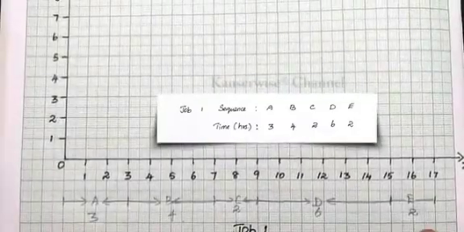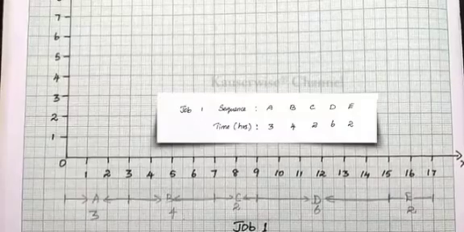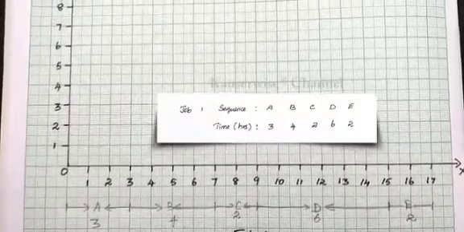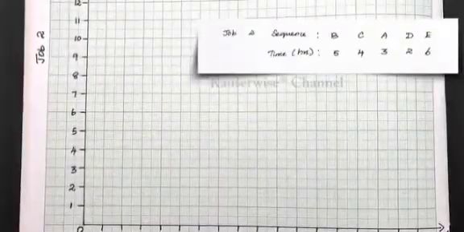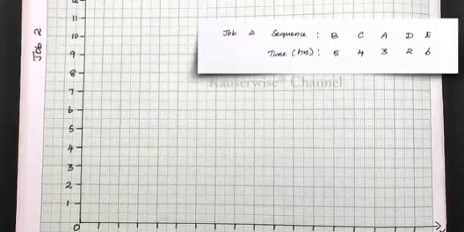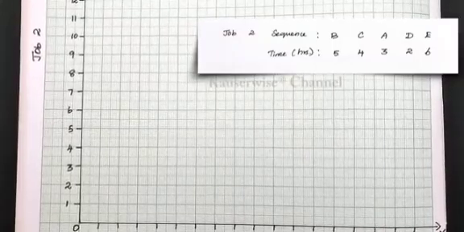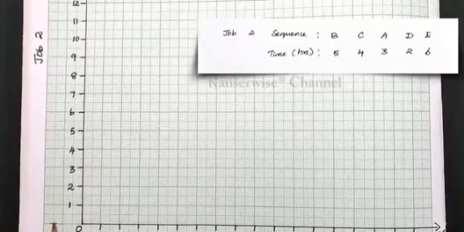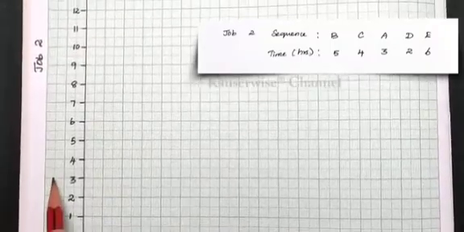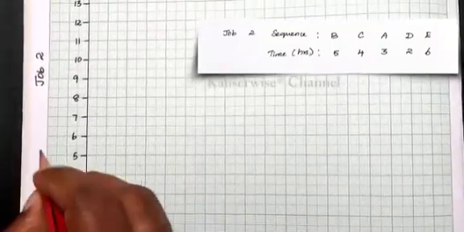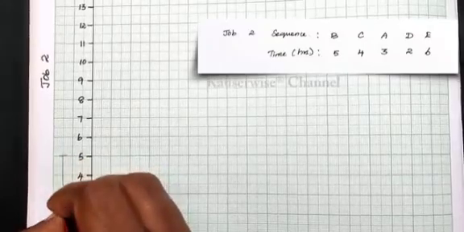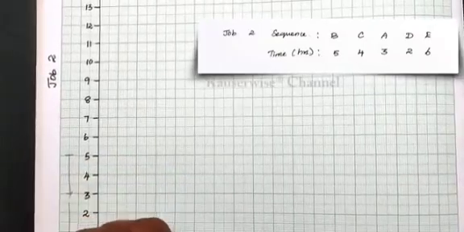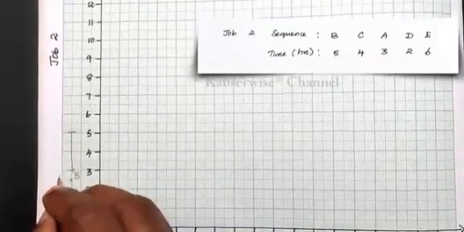After laying out the machines for job 1, we need to do the same thing for job 2. Now see the first one, machine B. What is the duration? 5 hours. Start from 0. Here 1, 2, 3, 4, 5. So this is the duration for the first machine, machine B, 5 hours.